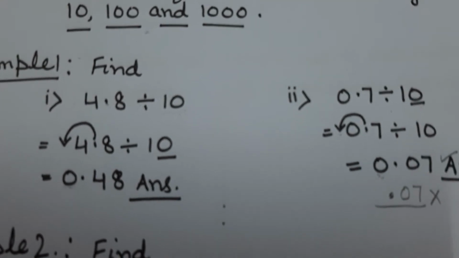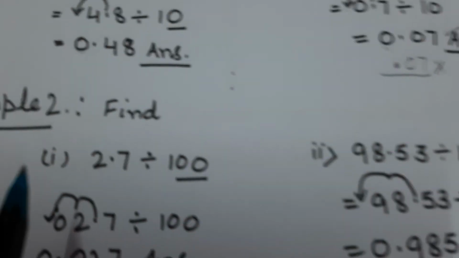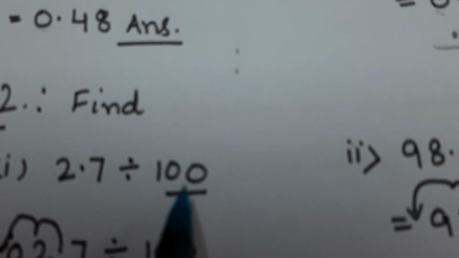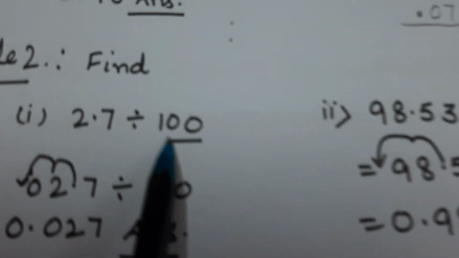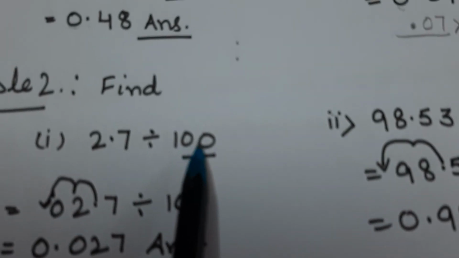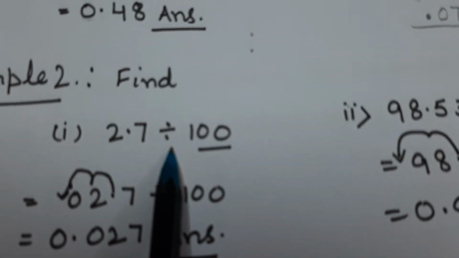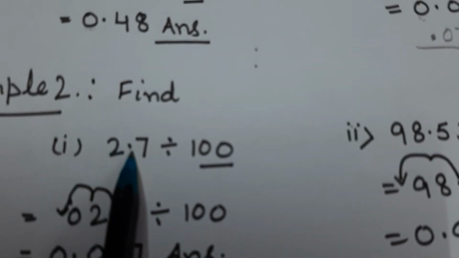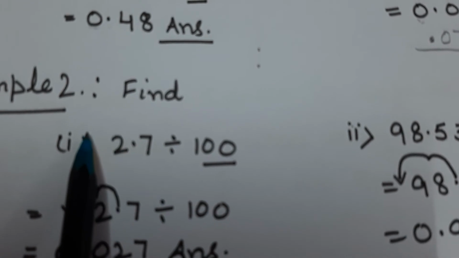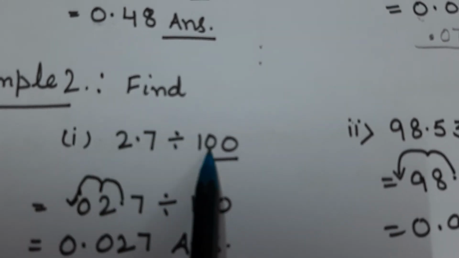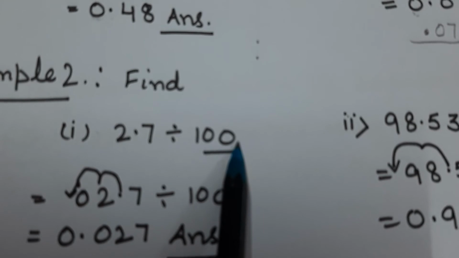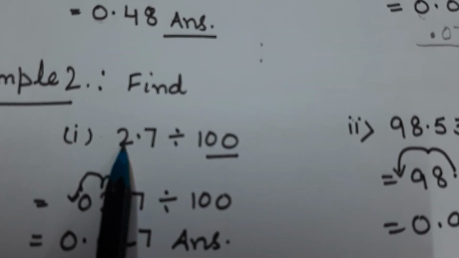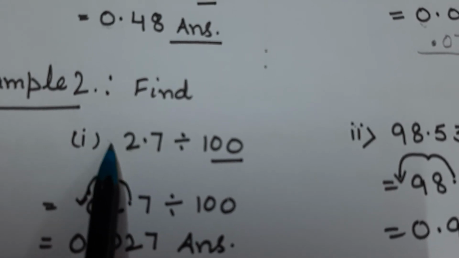Okay, now the next example is 2.7 divided by 100. Now the first step is to check the number of zeros and the sign. Number of zeros is 2 and the sign is of division. So this decimal will be shifted by 2 digits now because the number of zeros is 2. Okay, so here it is 1 digit only, but we have to shift it by 2 digits.